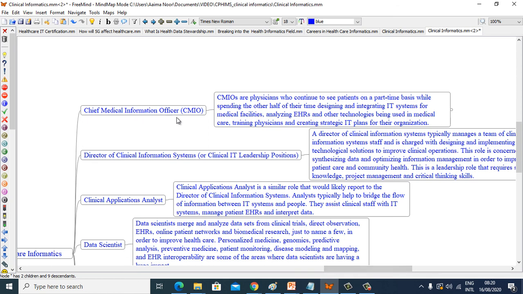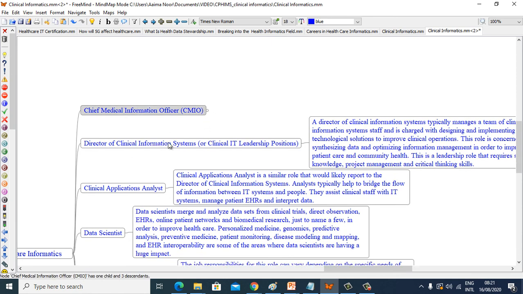Chief Medical Information Officers, CMIOs, are physicians who continue to see patients on a part-time basis while spending the other half of their time designing and integrating IT systems for medical facilities, analyzing EHR and other technologies used in medical care, training physicians, and creating a strategic IT plan for their organization.